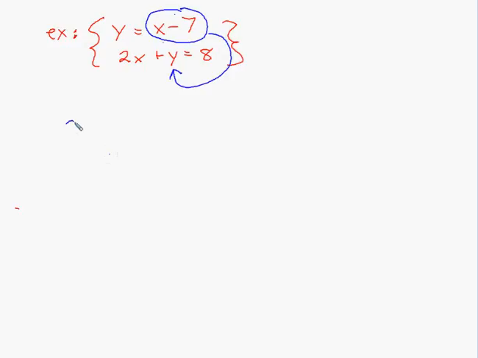So what am I going to write? 2x plus x minus 7, right? I just replaced that y with that quantity. Now what do I do?